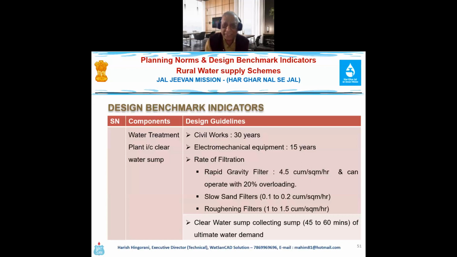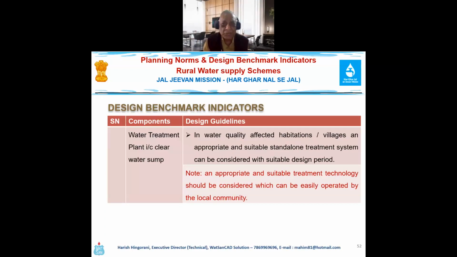Clear water sump collection capacity has been given here as 45 to 60 minutes. In some states it is huge; some are provided with 4-hour, 5 or 8 hours capacity, which is not desirable. In water quality affected habitations and villages, an appropriate suitable standalone system is needed. I have shown in my picture that where the population is 200 or 300, I do not go for a surface water supply scheme; a defluoridation system, iron removal system, or arsenic removal system can be provided as per economic feasibility.